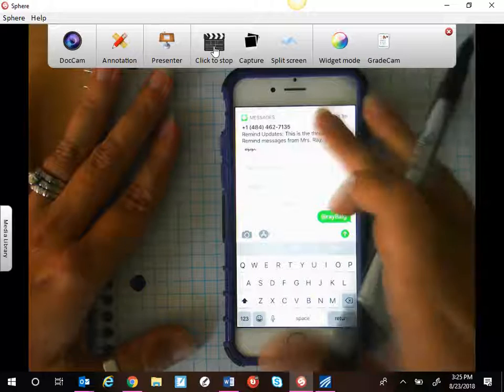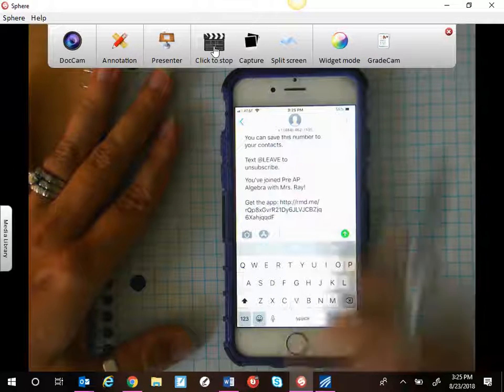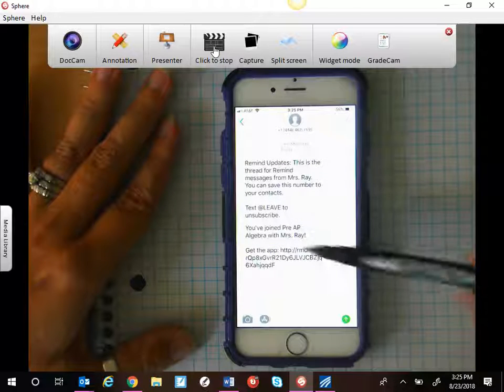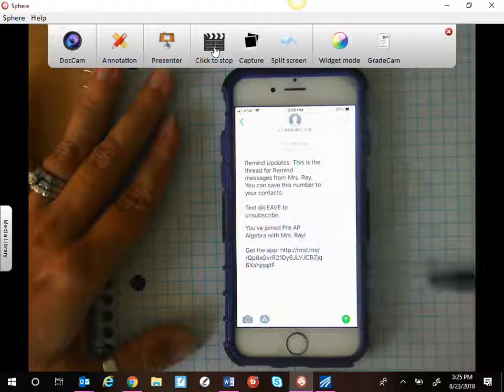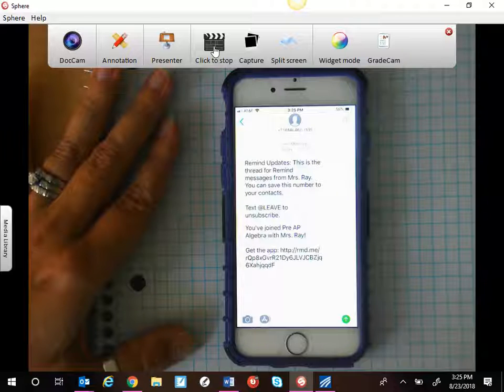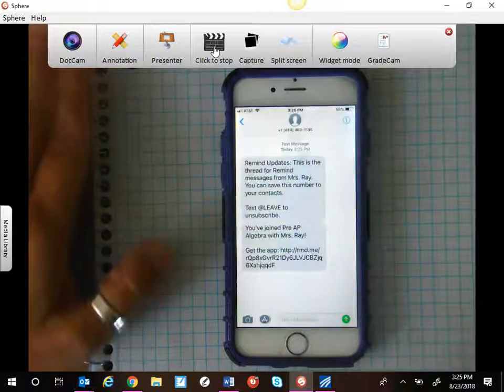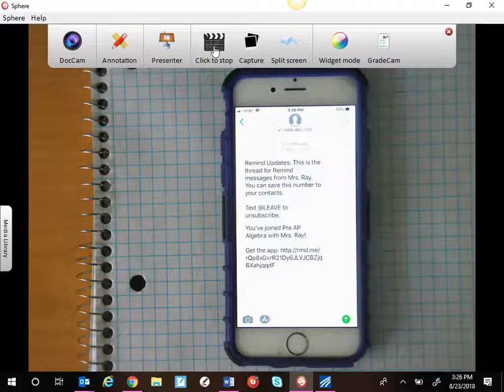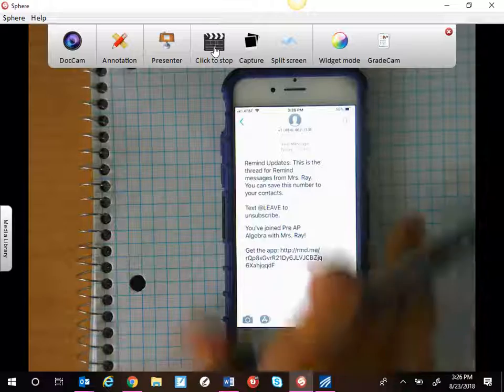You will get a message back. Remind updates. This is a thread for Remind messages for Mrs. Ray. You can save this number. You have joined Pre-AP Algebra with Mrs. Ray. You do not need the app because you won't be sending messages out. Know that I will not be permitting you to send me back messages. You can do a thumbs up or something like that, but it won't let you send me any messages. This is just one-way communication for me to show you that I'm wanting you to remember that we have a test or a quiz or such.